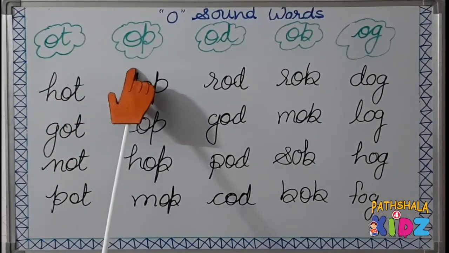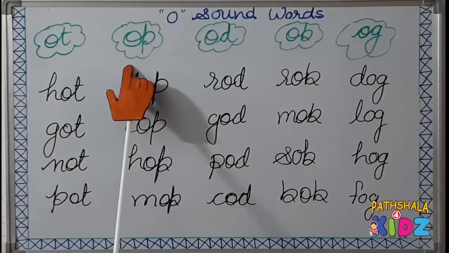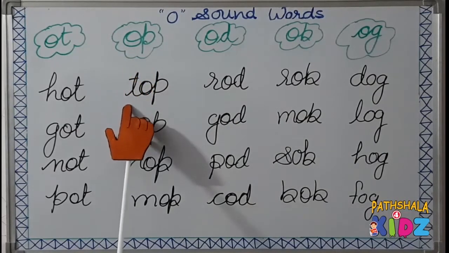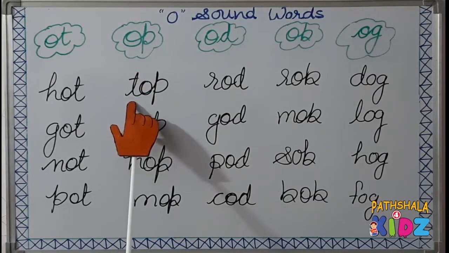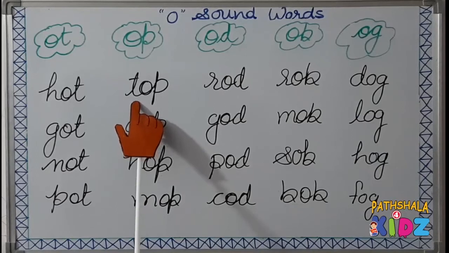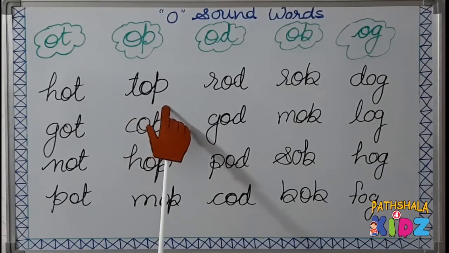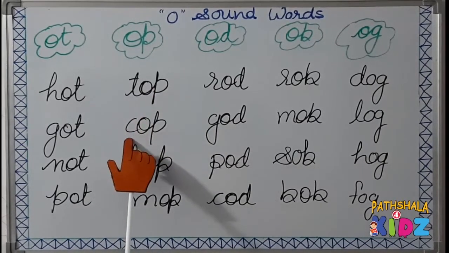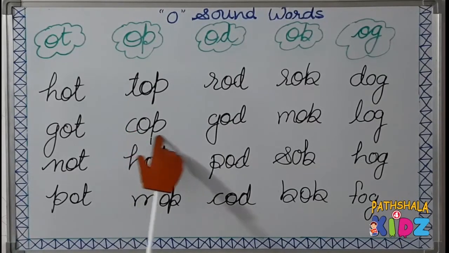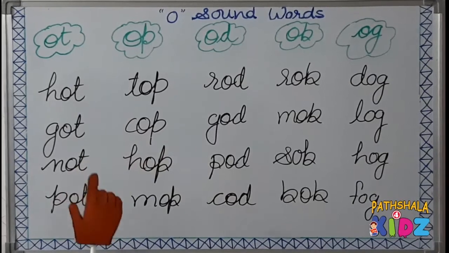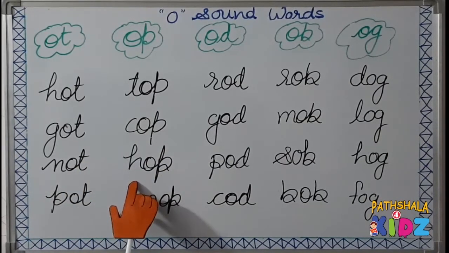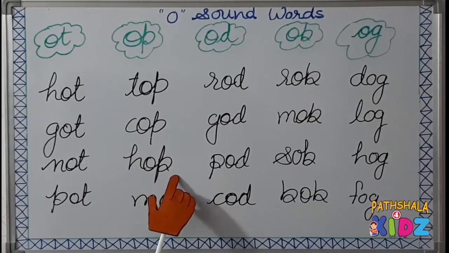Now move to next family, O-P, op. The phonics sound of T is T. T-O-P, top. The phonics sound of C is C. C-O-P, cop. The phonics sound of H is H. H-O-P, hop.